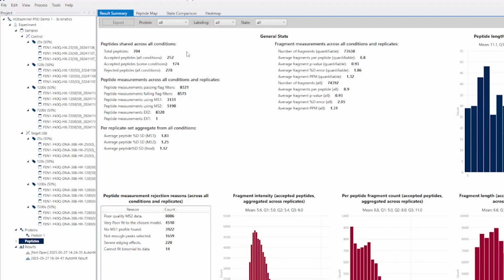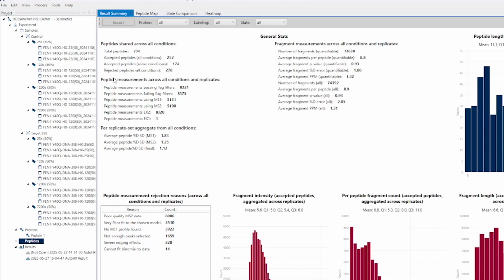But in this case, what you're seeing here are peptides that are accepted in all conditions, and peptides that are accepted in some conditions, and by conditions we mean a single time point in a single state. So for example, 252 peptides pass every single time point in every state in this project, and 174 of them pass some of the time points and conditions, whereas 278 peptides are not usable in this project for measuring deuteration.